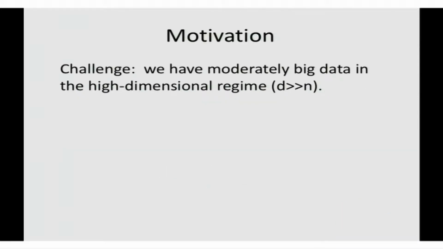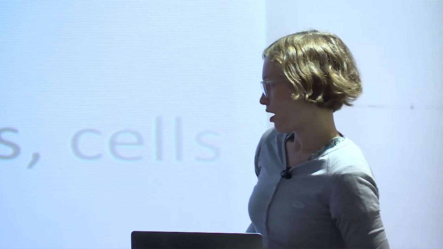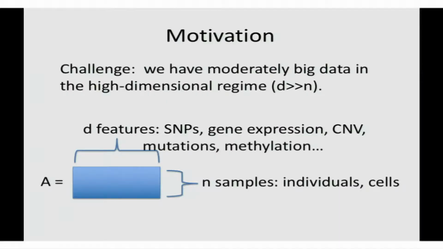So the motivation is that we have moderately big data in the high-dimensional regime. What I mean by moderately big is that you can do all the storage and computations on a single machine. And in the high-dimensional regime, we have many more features than we do samples. So I have a short and fat matrix, A, which is how I'm going to arrange my data matrix, where I have D features.